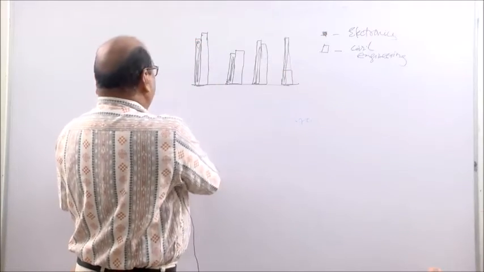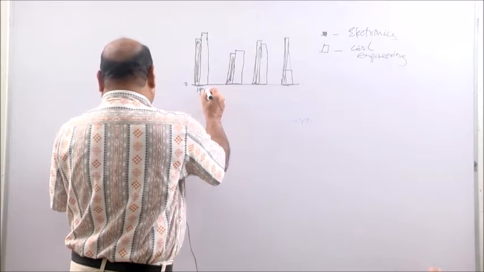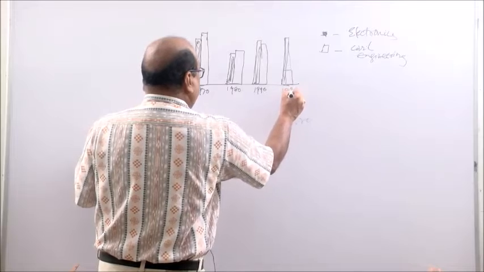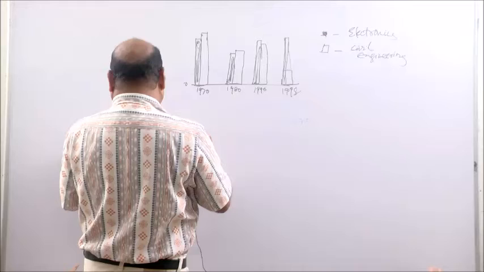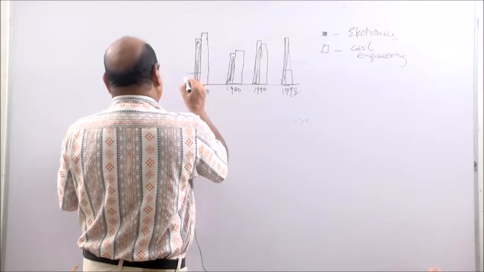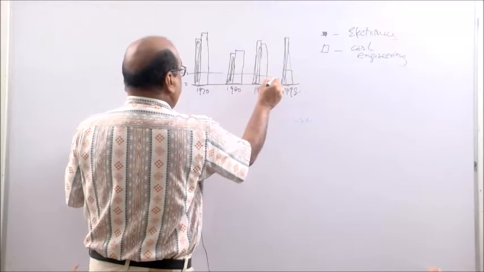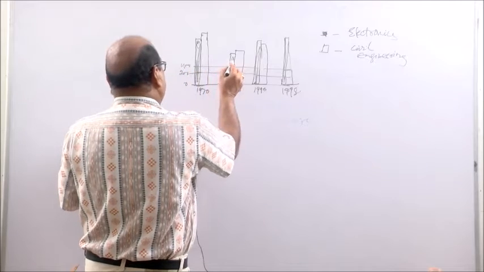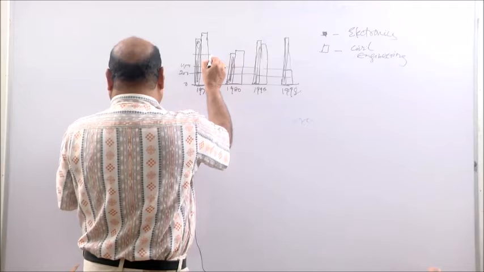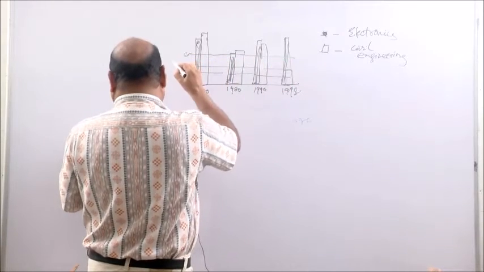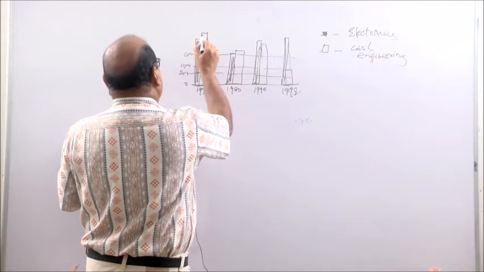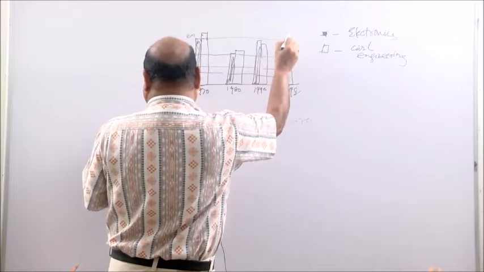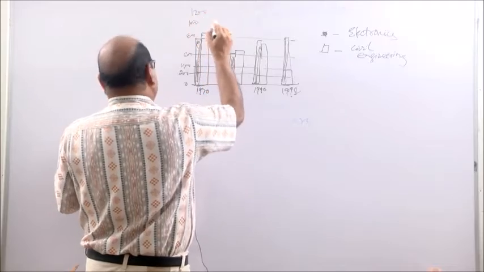Then the year: 1970, 1980, 1990, 1998. And the numbers: 200, 400, 600, 800, 1,000, 1,200.